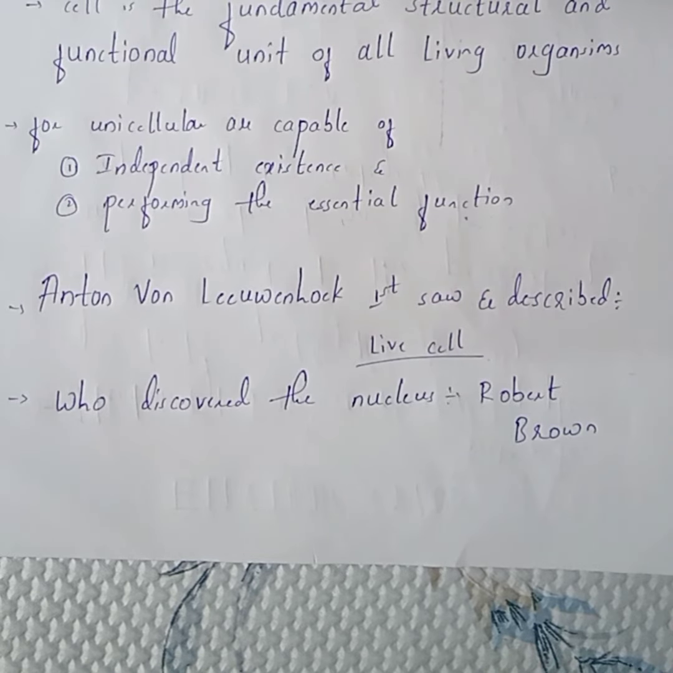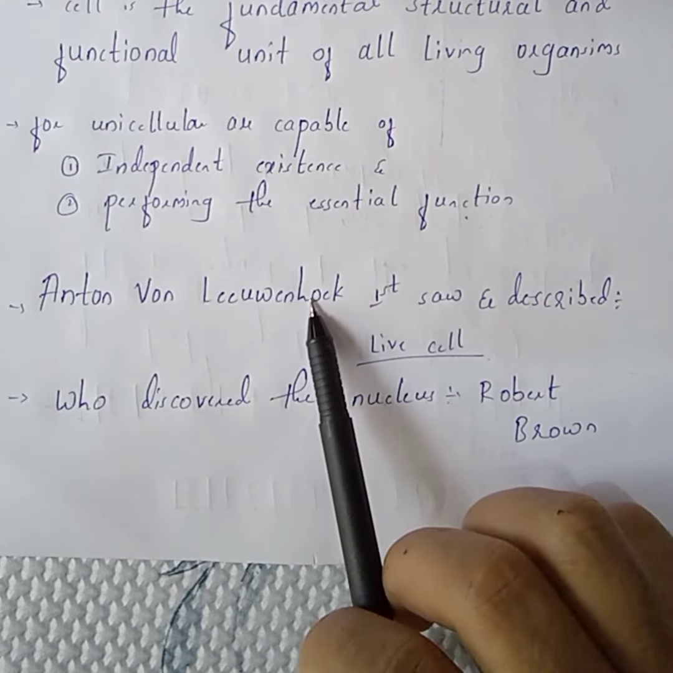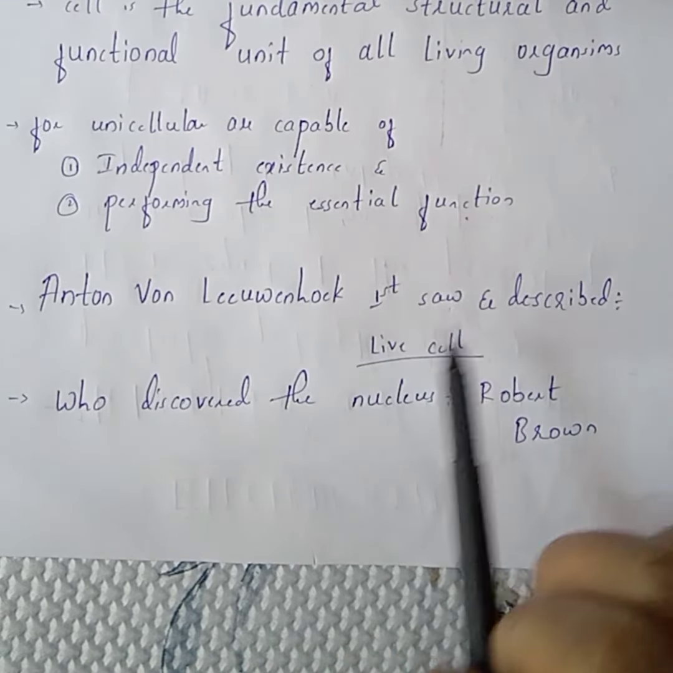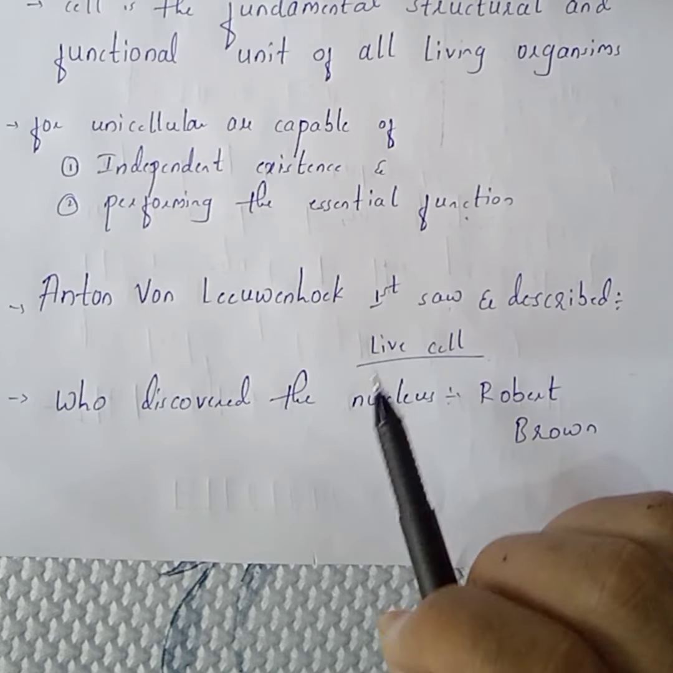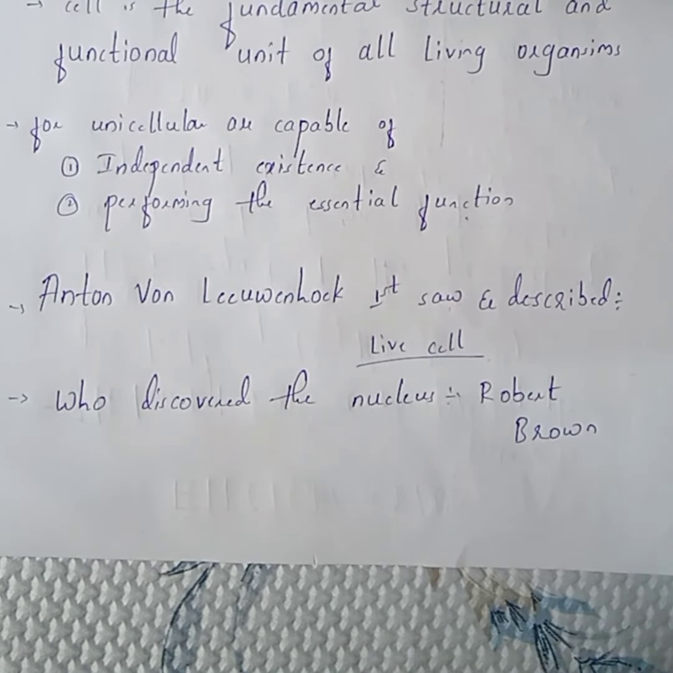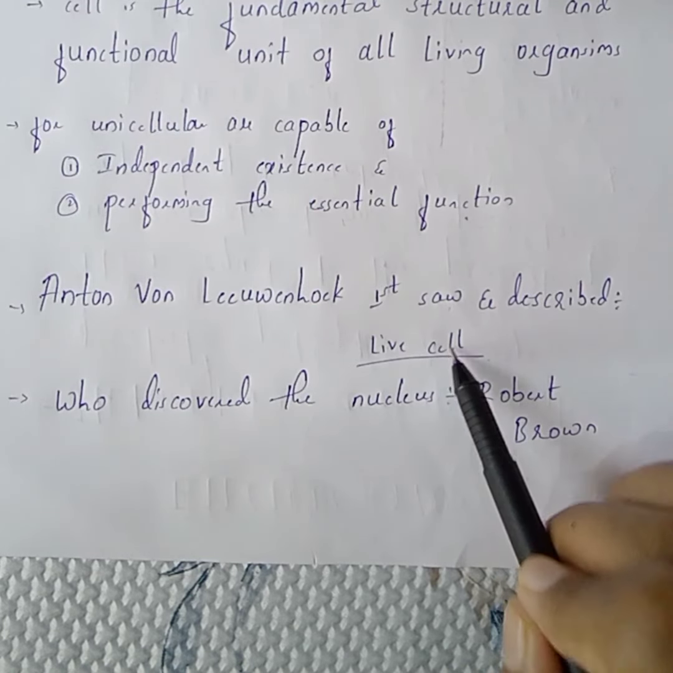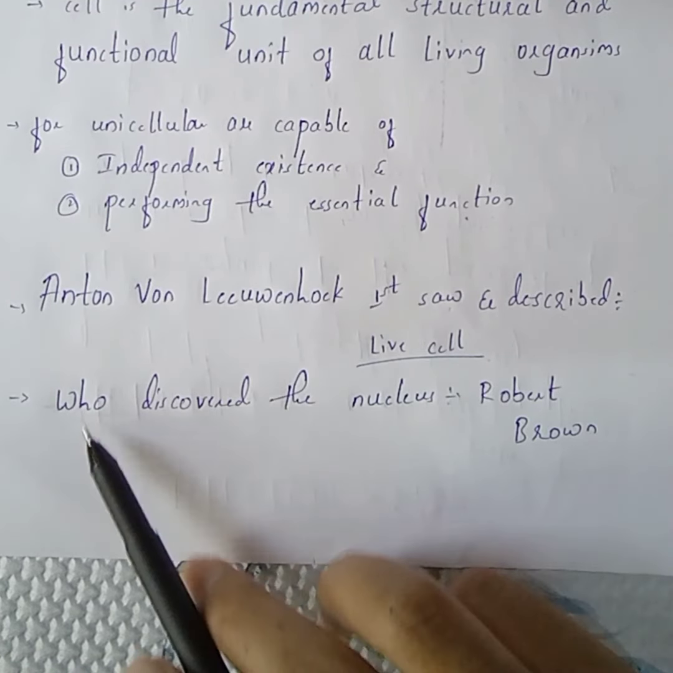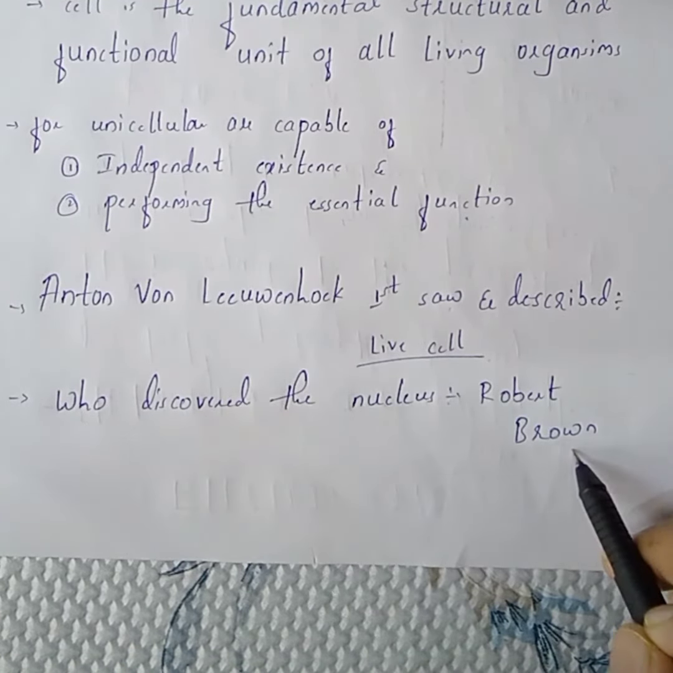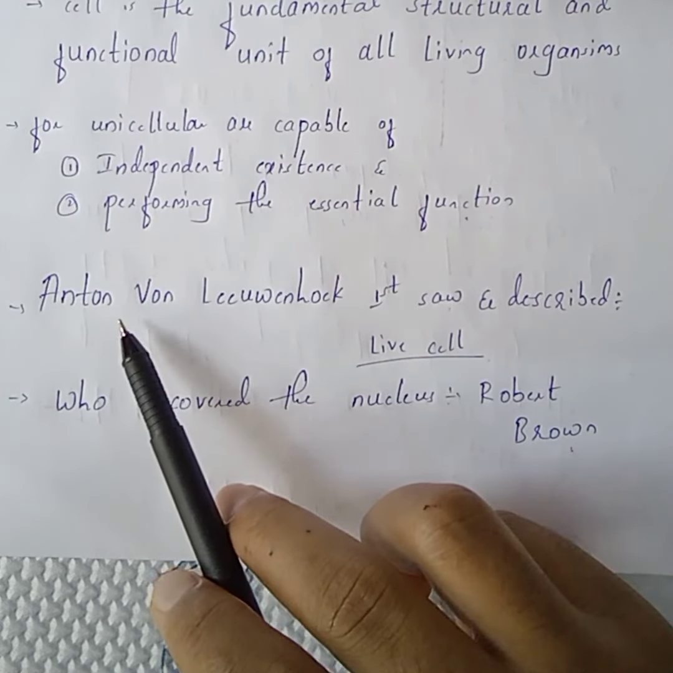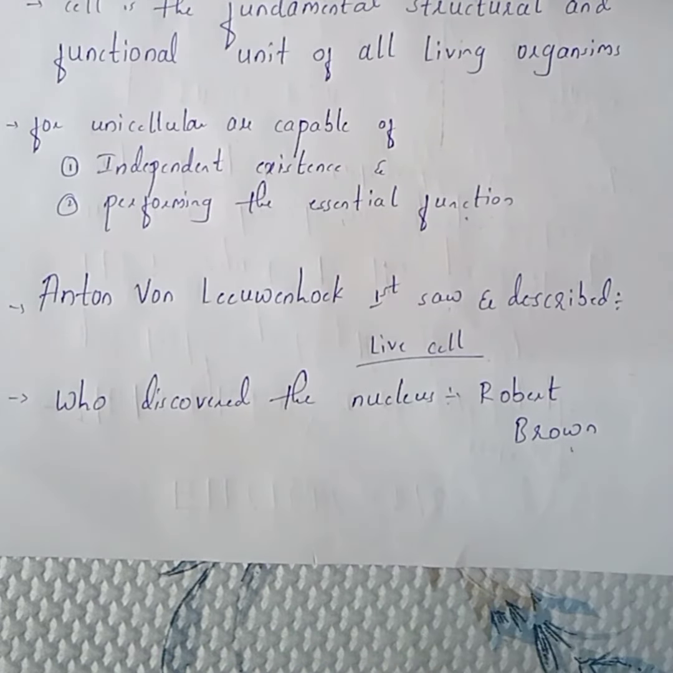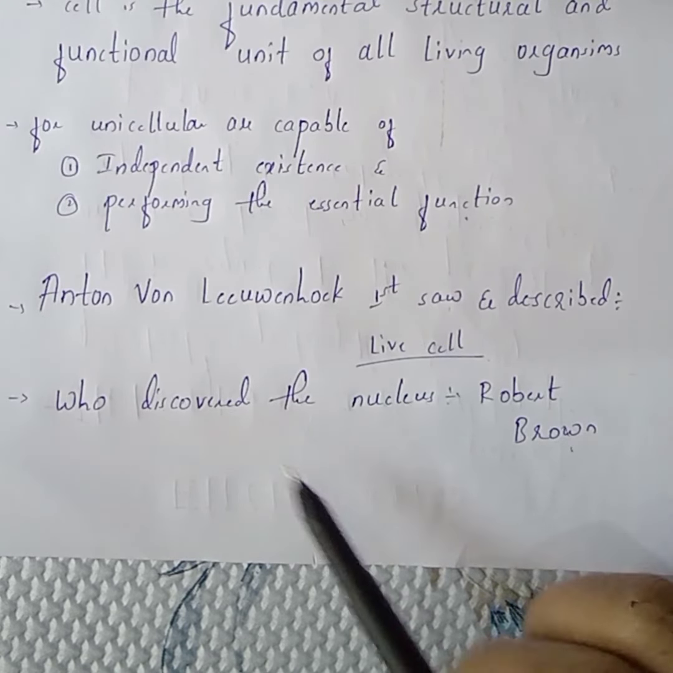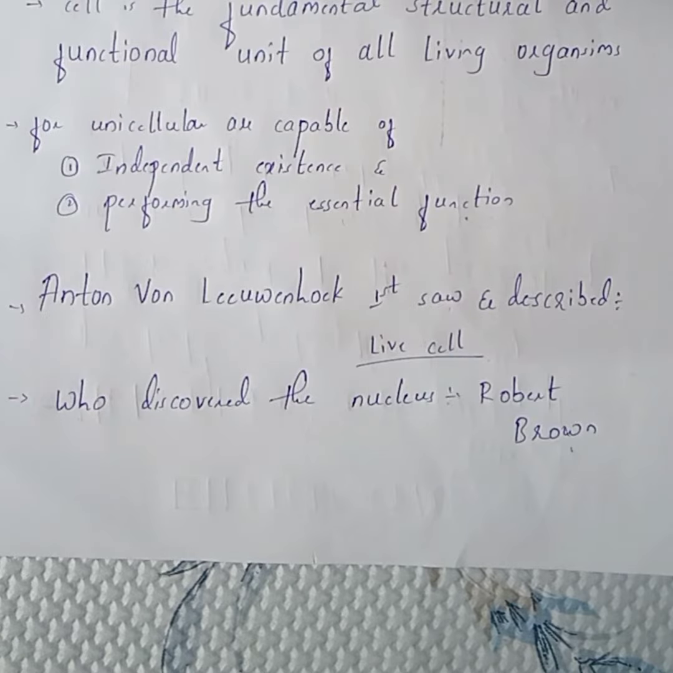In NCERT it is also given that Anton Leeuwenhoek first saw and described a live cell. Actually, he saw it in a microscope that was not at all developed. He just saw the living cell, in which all the metabolic reactions occur. And who discovered the nucleus? Actually, Robert Brown. Later, Leeuwenhoek described the living cell, then Robert Brown discovered the nucleus in it.